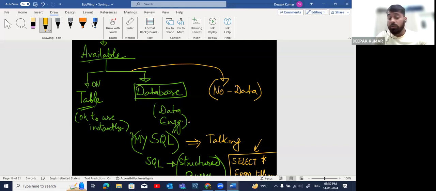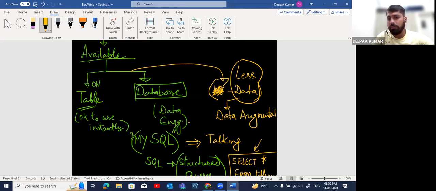Okay, I won't say no data, I'll say less data, because if you don't have data, then why would data acquisition come? We call it less data. Less data means you want your data set to be enhanced, to be augmented by any means, but whatever data you have is not sufficient. So a few techniques are used. We call such techniques data augmentation. Has anybody heard about it before?